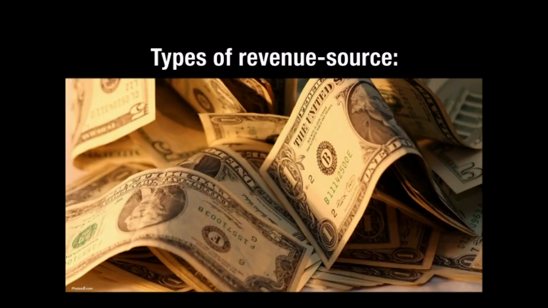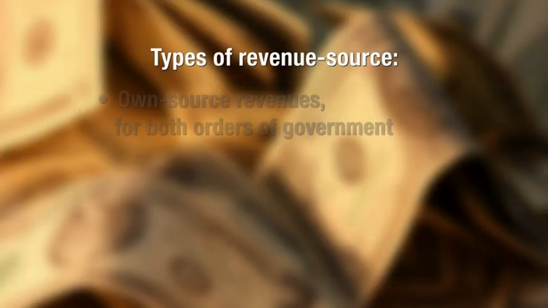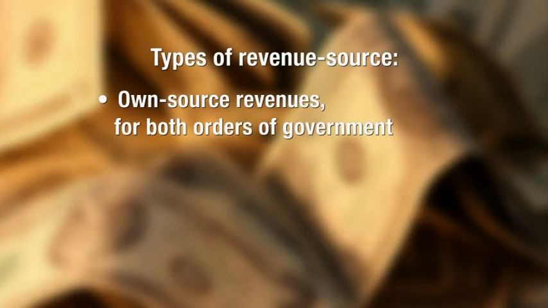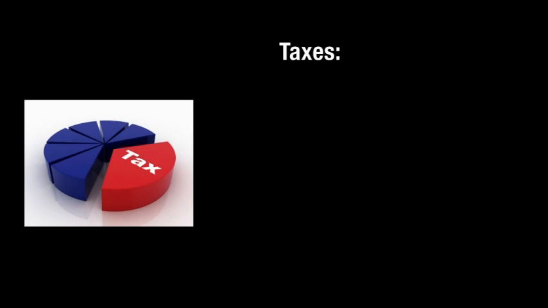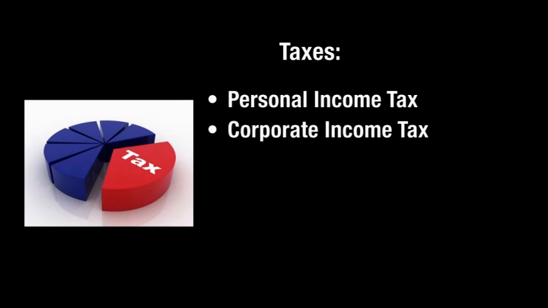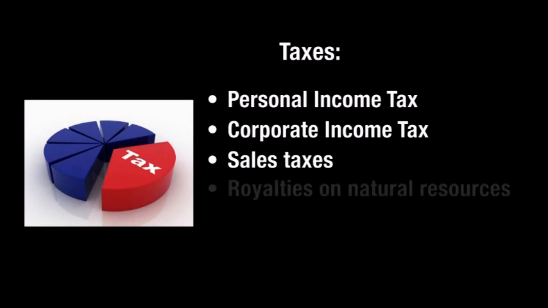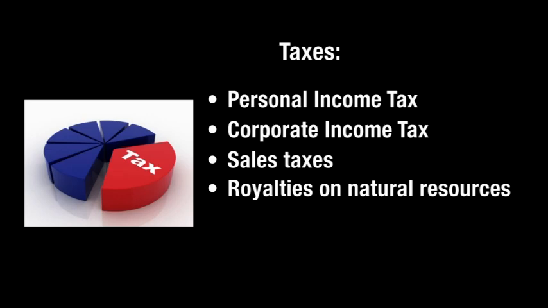The different types of revenue sources include own source revenues, where each order of government has constitutional powers to impose taxes and charge fees, and shared revenues, which could be under the control of the federal government and distributed by formula to other governments. Taxes are a major source of revenue. These include personal income tax, corporate income tax, sales taxes. There are also taxes called royalties on natural resources such as oil and gas.